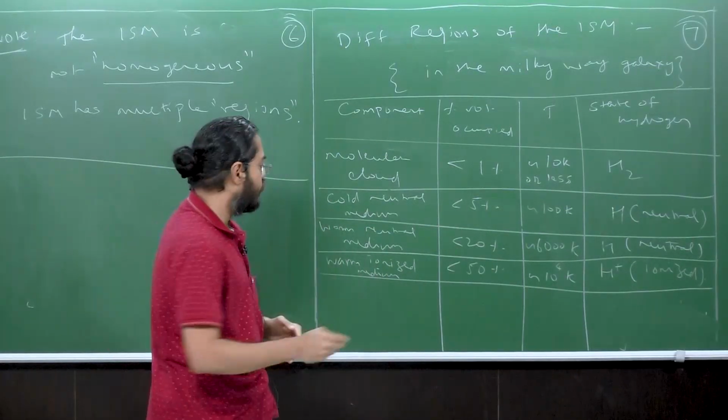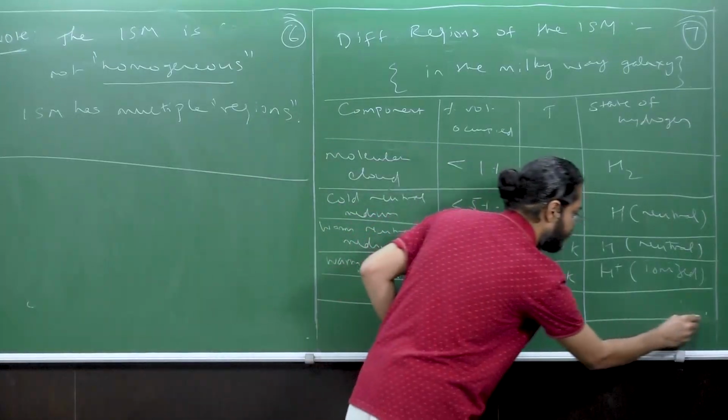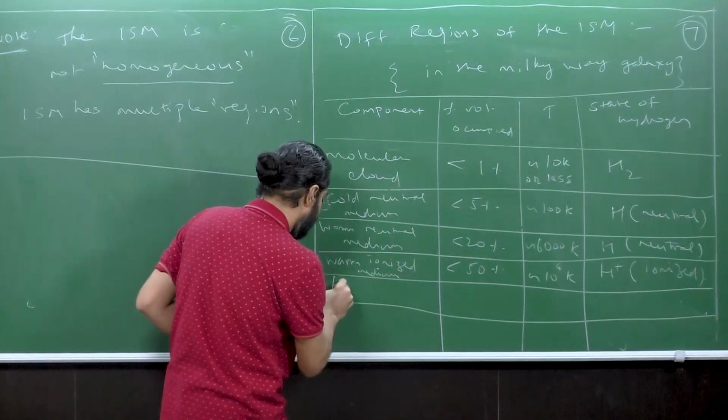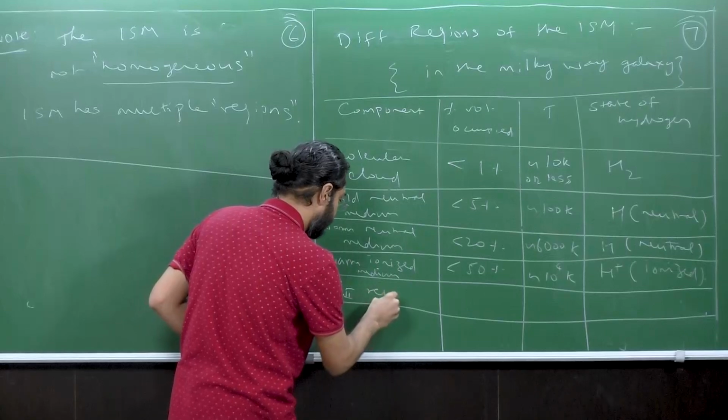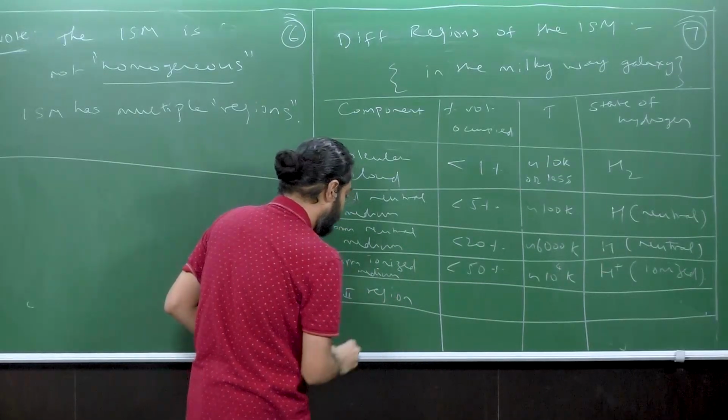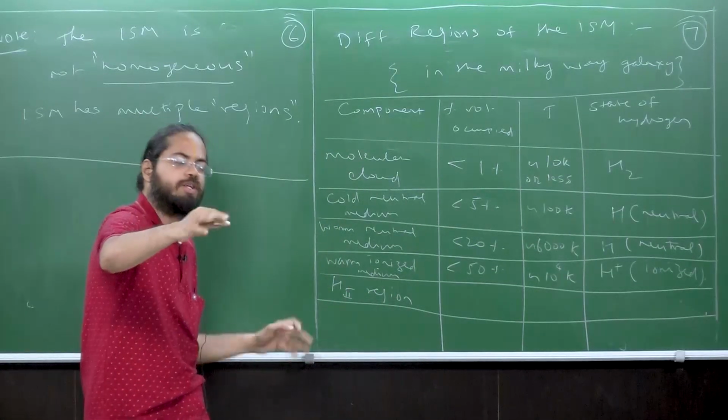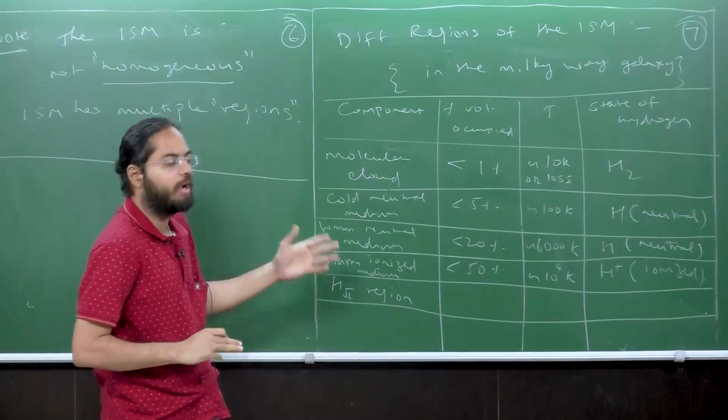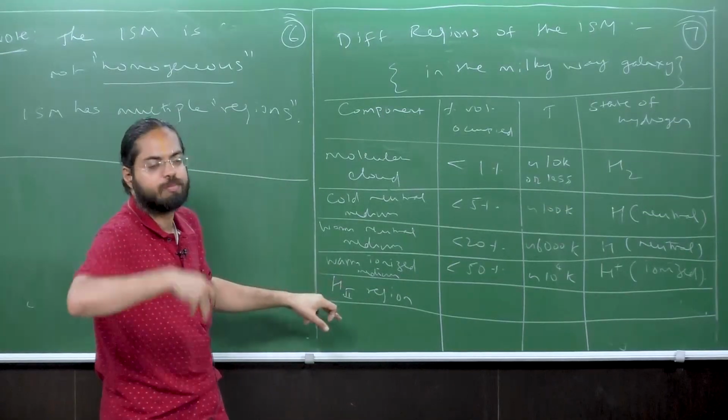Okay. So this was the warm ionized medium region. The next region is called the H2 region. Don't worry about the name H2 itself. For now, just take it to be H2. I'll explain why and what H2 means subsequently.